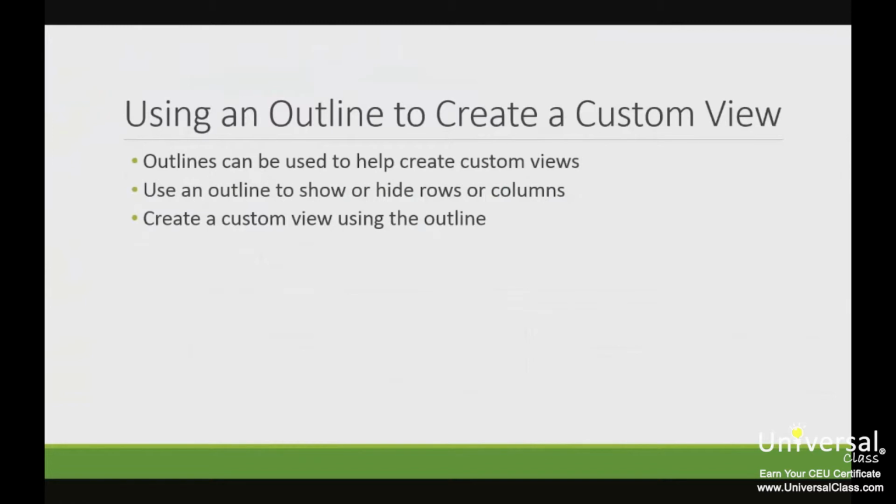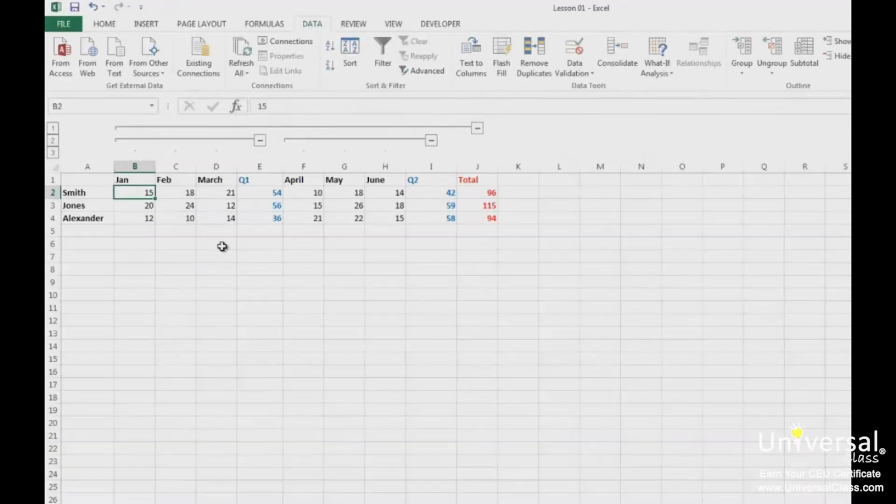Outlines can be used to help you create custom views. You can use an outline to show or hide rows and columns, as we learned earlier in this course. You can then create a custom view that has rows or columns hidden by using the outline. Let's show you what we mean.